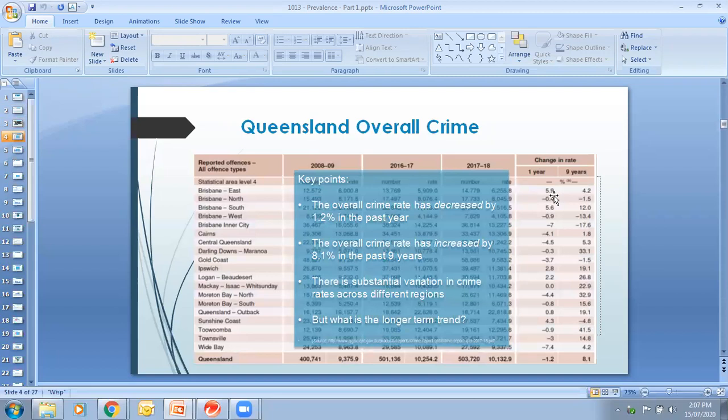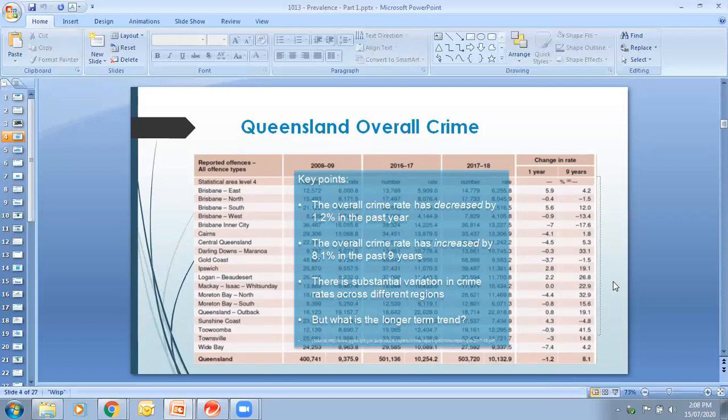Okay, you can see the figures through there. This covers all of Queensland by region, and what it shows you, if you look at the side here where it says change in rate, it tells you that in the last year the crime rate has decreased by 1.2%. So it's gone down by 1.2%. But in the preceding 9 years, it's gone up by 8.1% overall. So have a look at some of these larger figures down the side here of some of the areas. Toowoomba region, it's gone up by 41.5%. So you can see some regions have had a very, very big change in their rate.